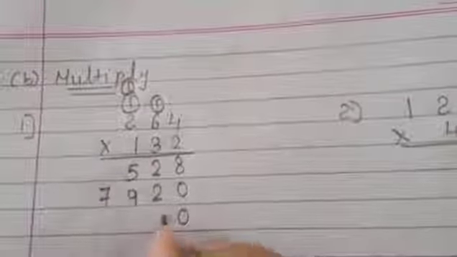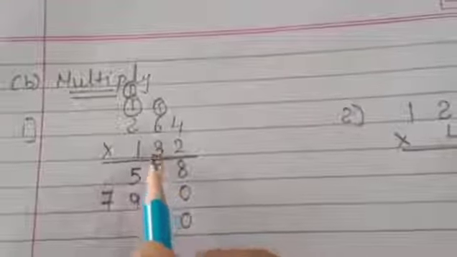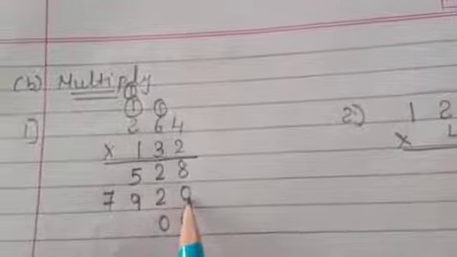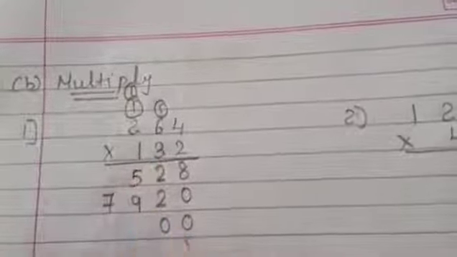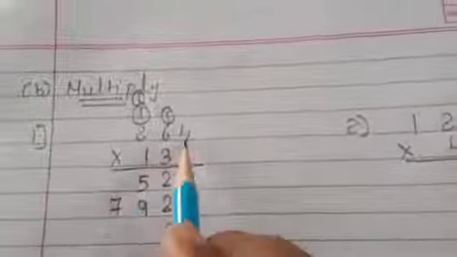Before that we will write here 2 zeros. Whenever 3 digits are there, that time we have to write 2 zeros. When we are multiplying by the second digit, then first 0. When we are multiplying by the third digit, then at a time we will write 2 zeros. Now 1 4s are 4. Then 1 6s are 6. Then 1 2s are 2. Here what we have to do?